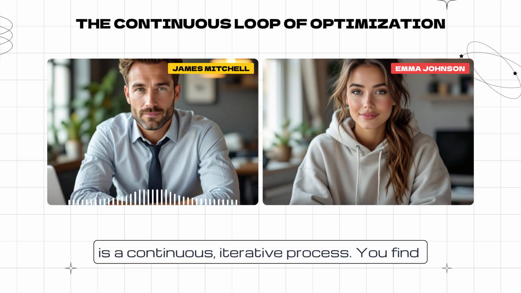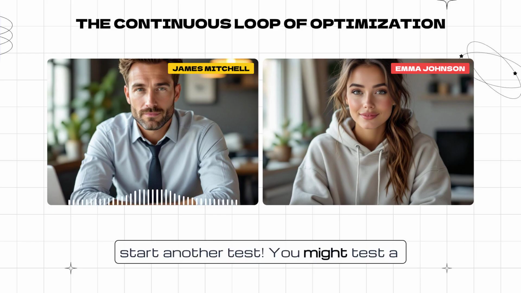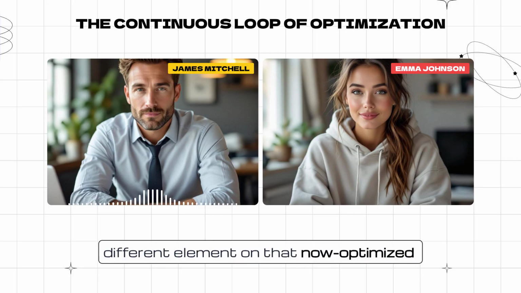Optimization is a continuous, iterative process. You find a winner, you implement it, and then you start another test. You might test a different element on that now optimized page, or take the winning element and test it against a completely new idea. It's like compound interest for your conversion rates, isn't it?